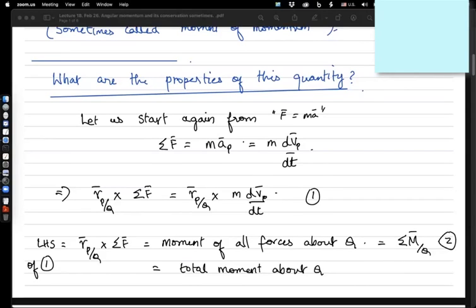So you can call this basically the total moment about point Q. And you can denote it with the sum of all moments about point Q. Any questions about that?